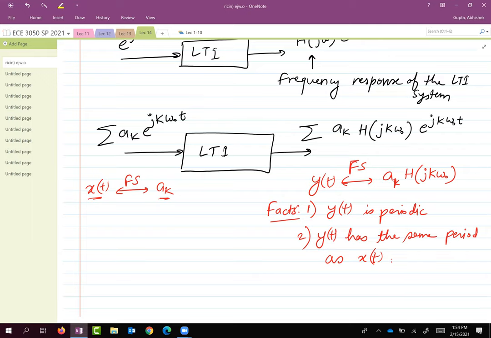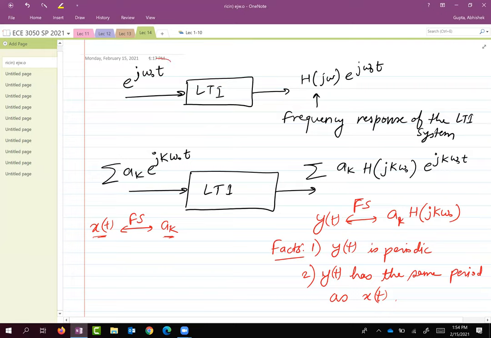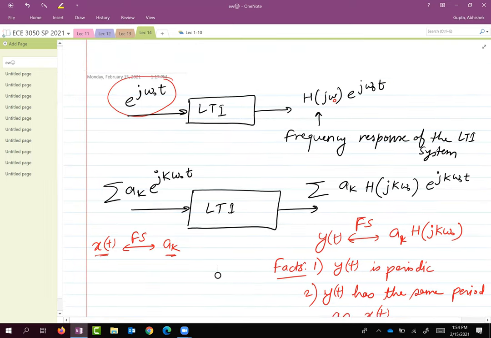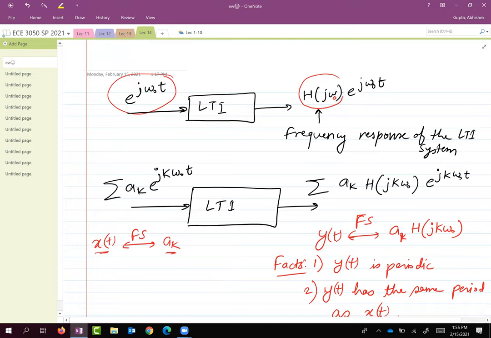For the first frequency response, like in the first LTI system that you drew, is it supposed to be H of j omega naught? Oh, yeah, that's right. Thank you. Okay, so just a quick update. This has to be H of j omega naught. I was missing the omega naught there, so please put an omega naught there.